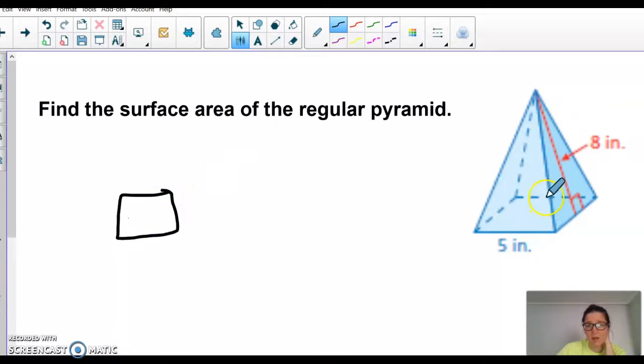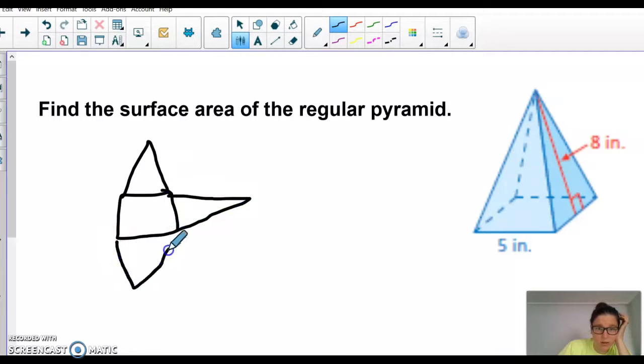And then if I break apart this pyramid and kind of unravel it, kind of like you're peeling an orange, it'll look kind of like this shape. And that's what you're trying to do. You're trying to unravel it into a net. So you have the top back triangle, you have the right triangle, and then you have the front triangle, and then you have the left triangle. So that's going to be the net that you're going to draw.